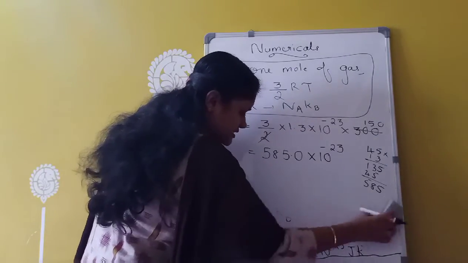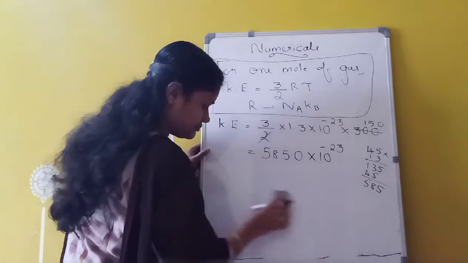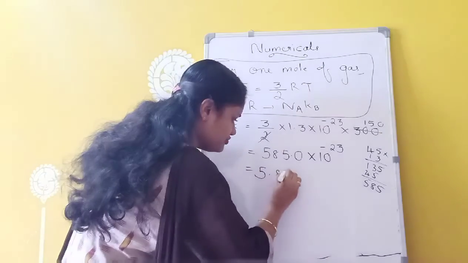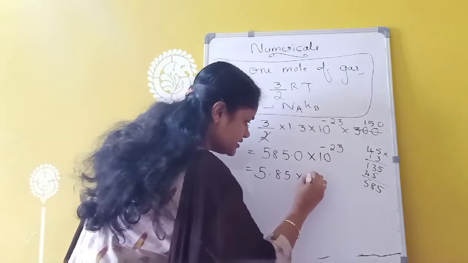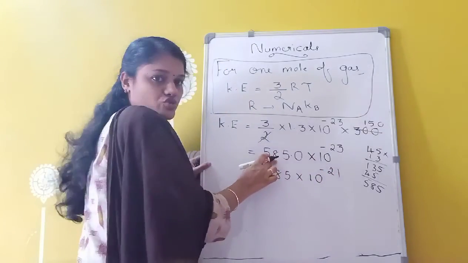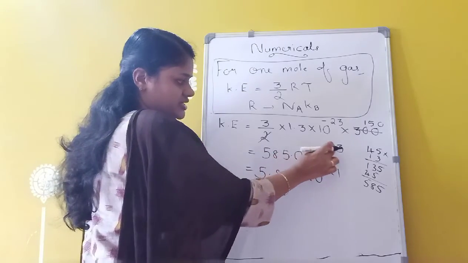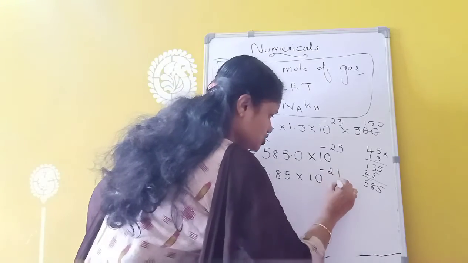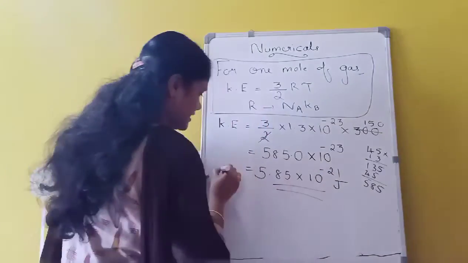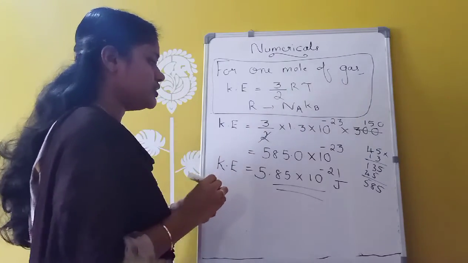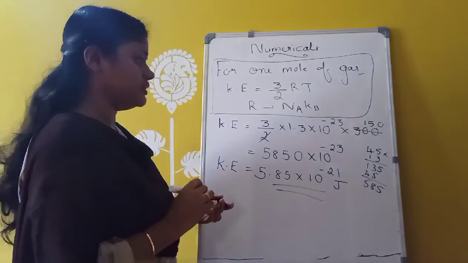You have to write this answer in standard form. That means you have to write it as 5.85 into 10 raised to minus 21. Here 10 raised to 2 will come, and it's 10 raised to 2 and 10 raised to minus 23. That gives 10 raised to minus 21. So this much joule. So the final average kinetic energy is given as 5.85 into 10 raised to minus 21 joule.